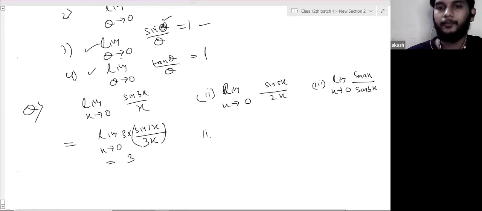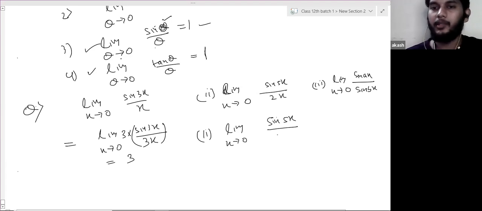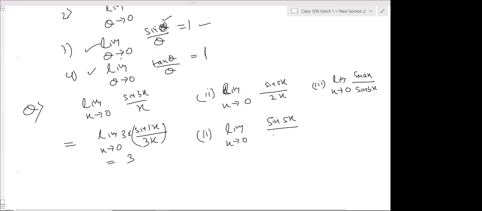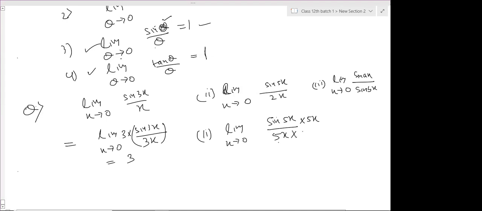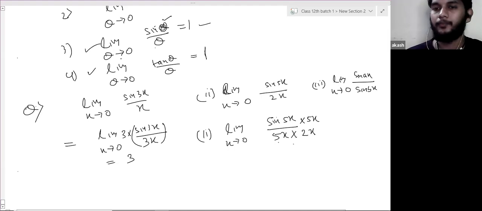See, we have limit x extending to 0, sine of 5x over 2x. So what angle do we want in the denominator, Krishna? 5x. So let's just write 5x. If I divide by 5x, then I have to multiply with 5x also. Yes or no? Yes. And in the denominator, we have 2x as it is, because we cannot just make it invisible. So 2x is there, and we wanted 5x, so we divided by 5x and multiplied by 5x.